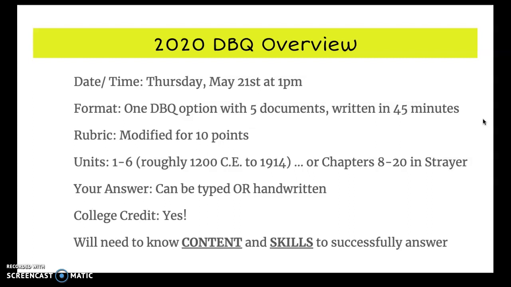And we will be going through the rubric throughout the next few weeks as well. The units that are going to be covered are units 1 through 6 or chapters 8 through 20 in our Strayer text. And yes, indeed, you will need to know the content as well as the DBQ skills in order to successfully answer and get points for this DBQ. So we're going to be talking about how do you review those content pieces and skill pieces in this video.